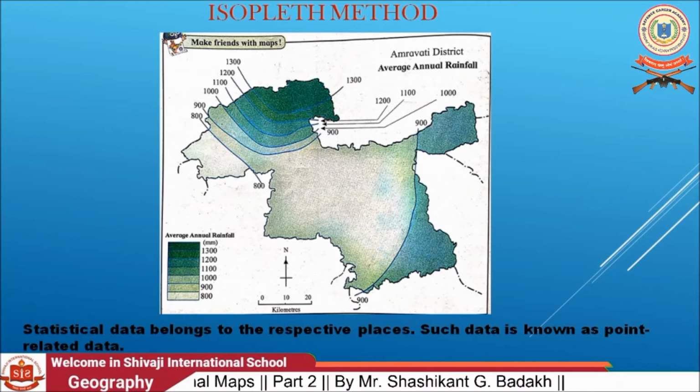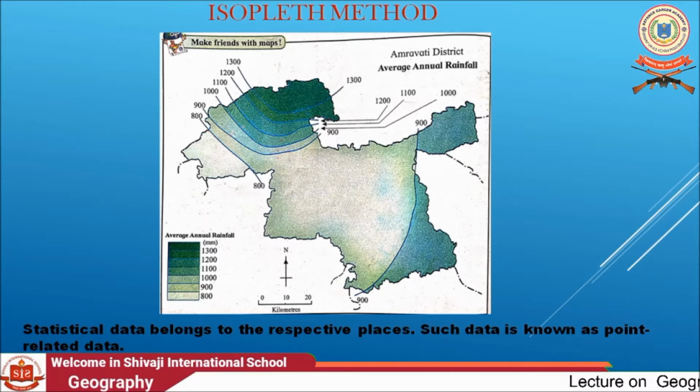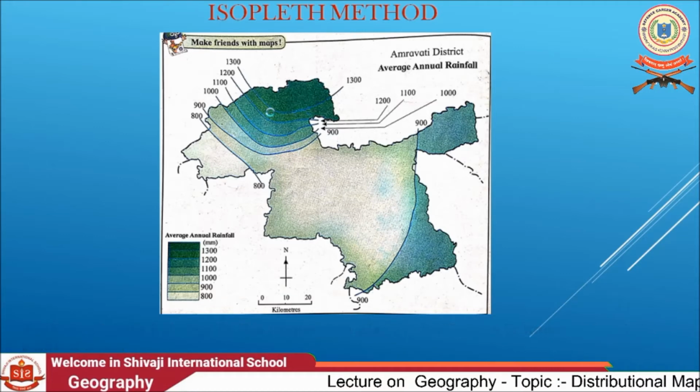Now see, statistical data belongs to the respective place. Such data is known as point related data. Means you can see, suppose here, these bars having specific numbers. It shows the specific numbers, that is known as point related data.